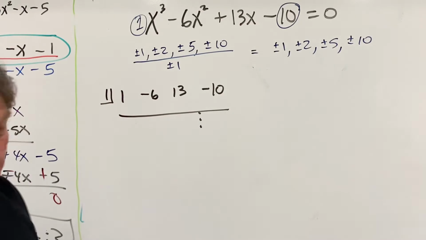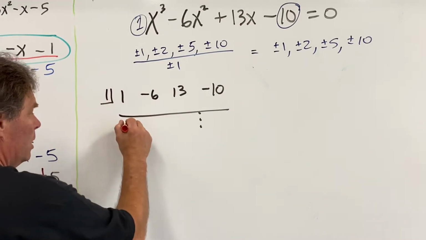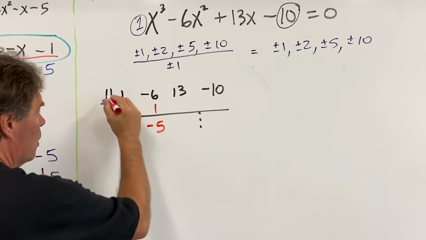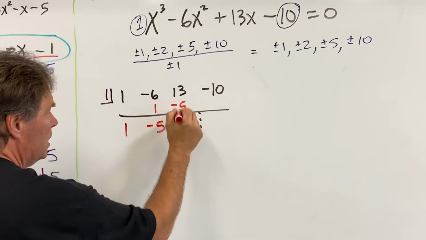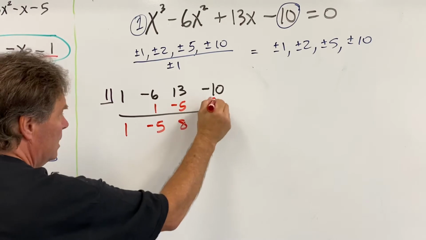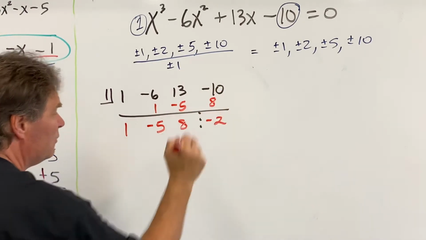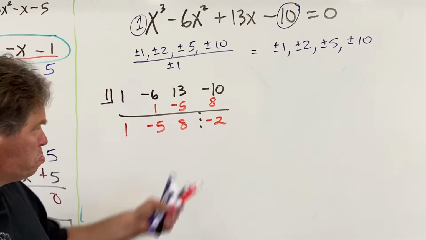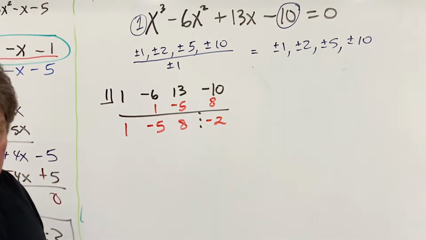It just means it's not a root. Okay. So bring down the 1 under here. Multiply. 1 times 1 is 1. This and this is negative 5. Multiply. Negative 5. 13 and negative 5 is 8. 8 times 1 is 8. Negative 10 and 8 is negative 2. Is that 0? No. So you know what that means? Not a root. 1's not a root.